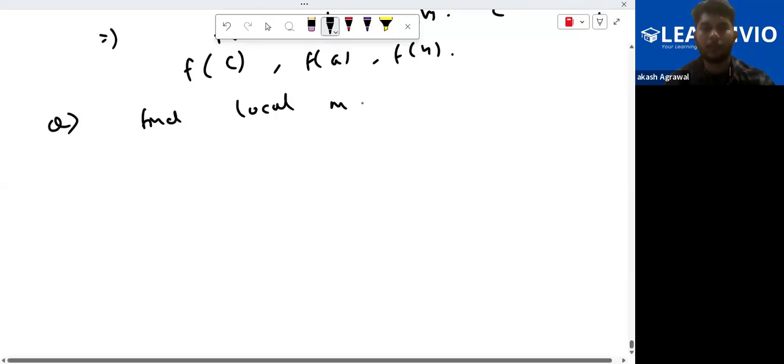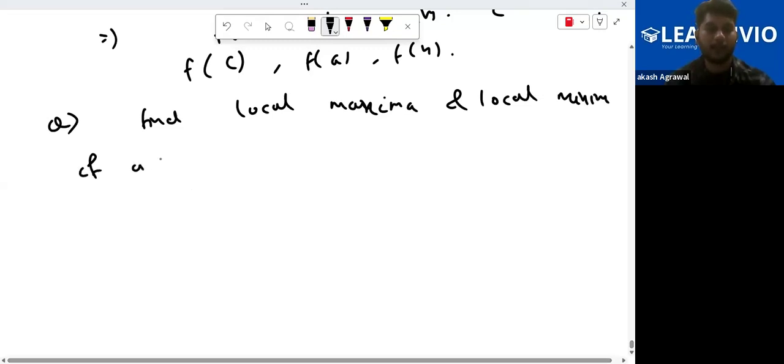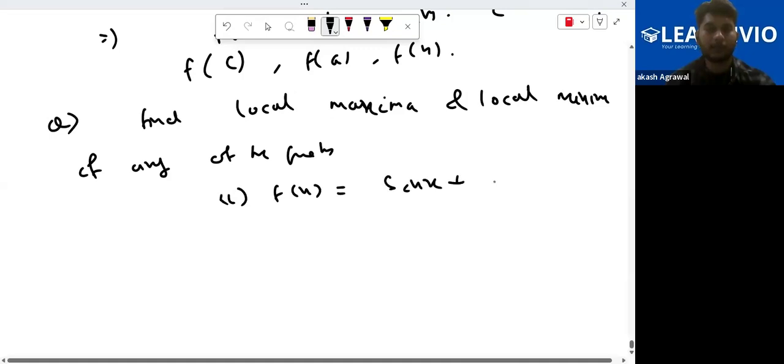Find local maxima and local minima, if any, of the function f of x equals sin x plus cos x, where x is from 0 to pi by 2.